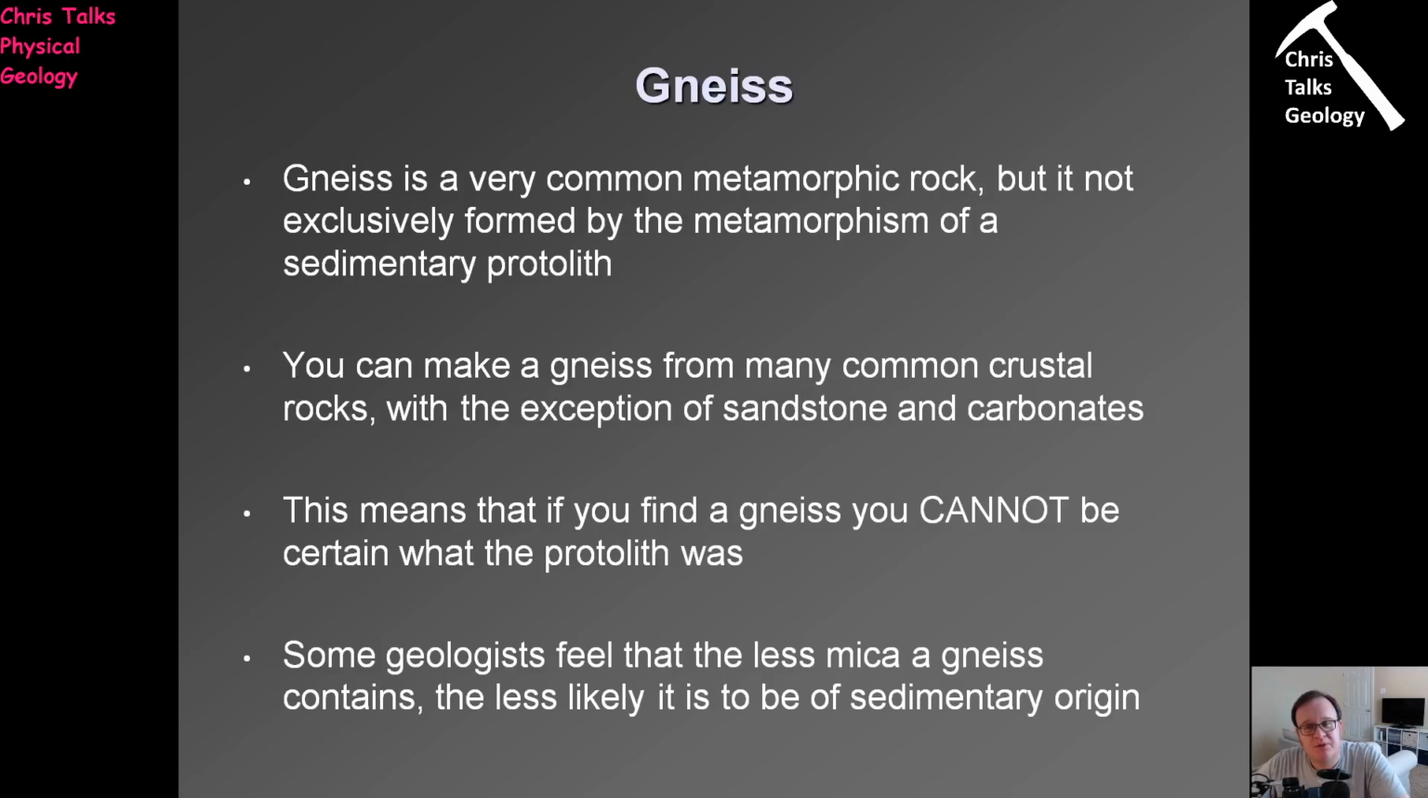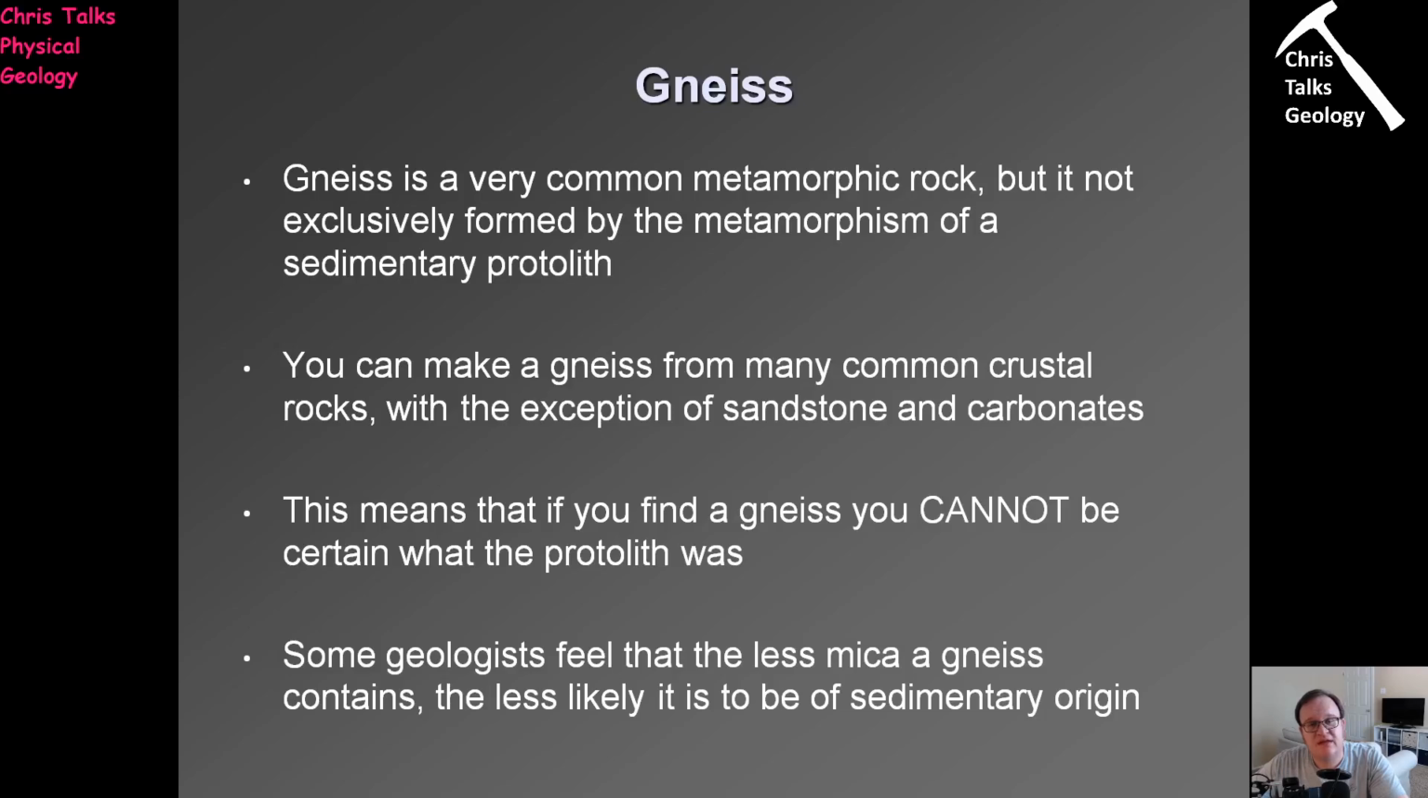Now, gneiss is a very common metamorphic rock, but it's not exclusively formed by the metamorphism of a sedimentary protolith. Okay, so I've spoken about gneiss and I've included it in the sequence of rocks that we get when we metamorphose a muddy sedimentary rock. So this slate, phyllite, schist, gneiss sequence. But gneissic rocks don't always form from muddy sediments. You can make a gneiss from a range of other common crustal rocks. The classic example are quite feldspar-rich igneous rocks like granodiorites, diorites, and granites. Okay, so you can make them very easily from those kind of rocks as well.